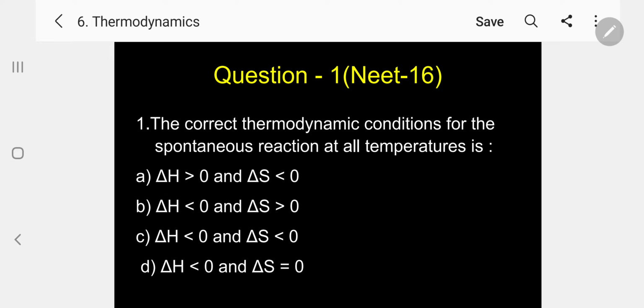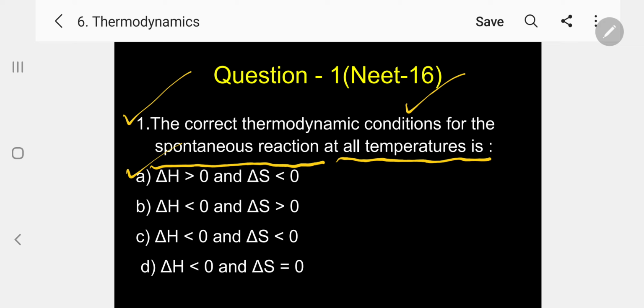The first question, let me read the question. The correct thermodynamic conditions for a spontaneous reaction at all temperatures is: A. Delta H greater than 0 and delta S less than 0. B. Delta H less than 0 and delta S greater than 0. C. Delta H less than 0 and delta S less than 0. D. Delta H greater than 0 and delta S greater than 0.